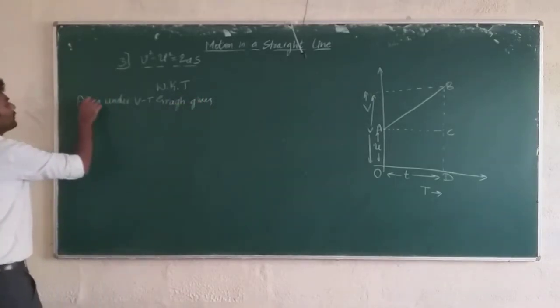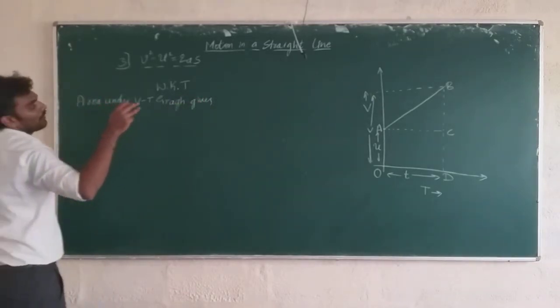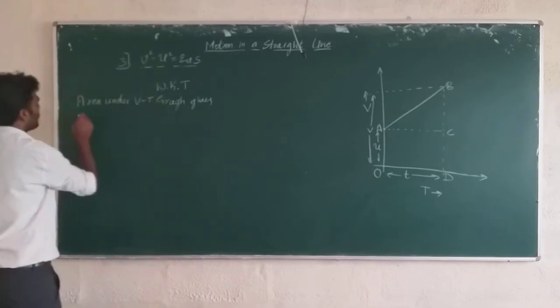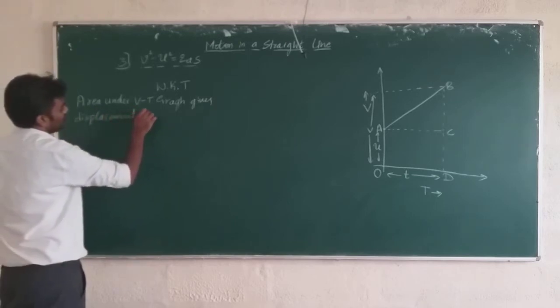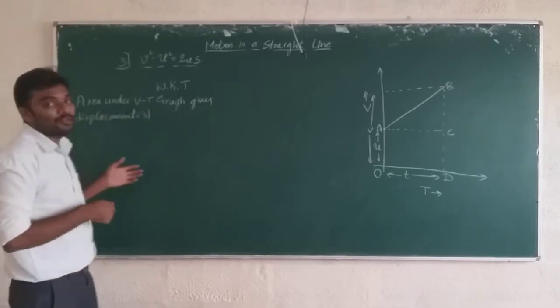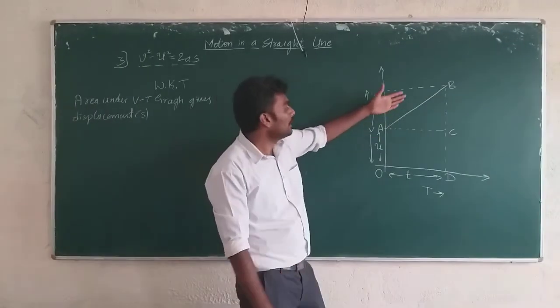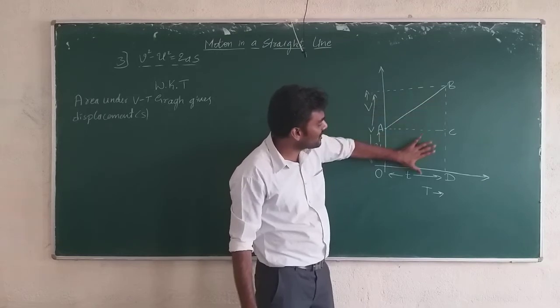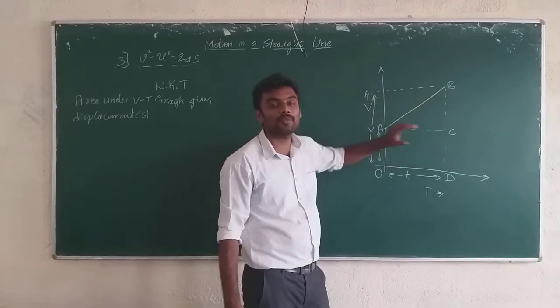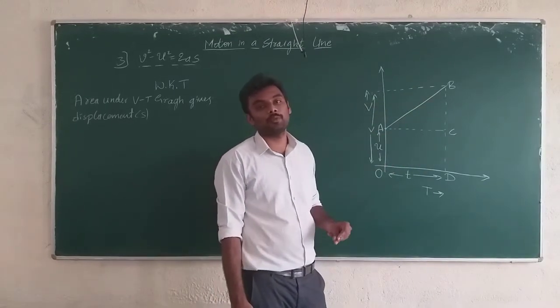Area under the VT graph gives displacement, right? So displacement is represented by the symbol S. Okay. So now from the graph, the area under this curve, this part, gives us the total displacement of the motion.